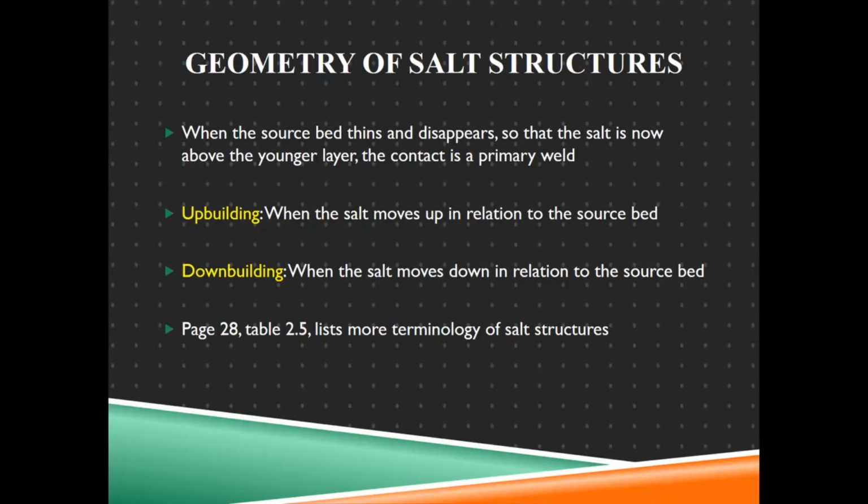So salt domes aren't the only shape it can result in. Your textbook has a bunch of drawings and diagrams that show different salt structures. Some things that can happen are a source bed thins and disappears so that the salt is now above a younger layer and in contact with it. This type of contact is a primary weld. It's basically, it touches it and then solidifies like that, and so now it's welded together.